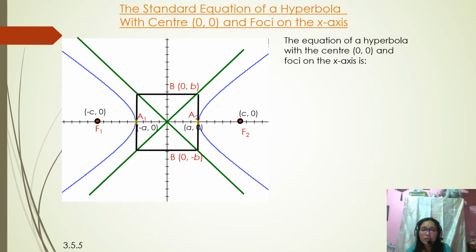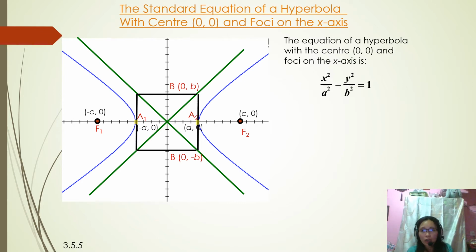Alright, again, this has arrowheads. The equation of a hyperbola with center at 0, 0 and foci on the x-axis. That is clear, right? The x-axis is here. If it were the y-axis, it would be here. Always, the focus is inside the conic section. In this part, it is inside the hyperbola. It does not go outside.